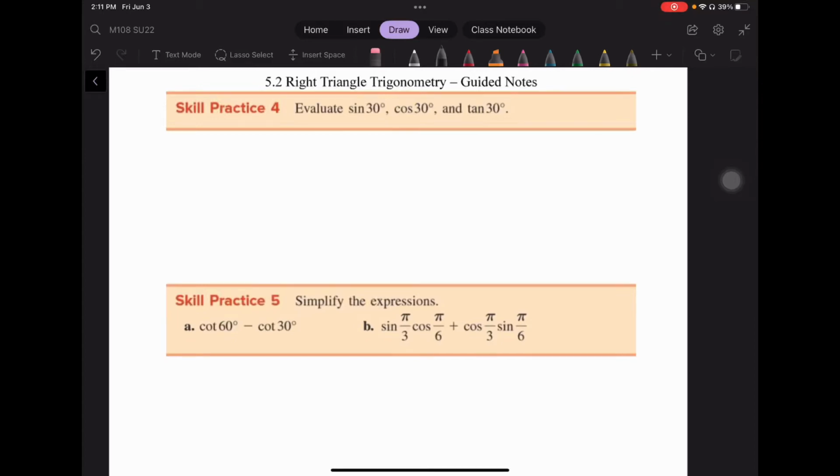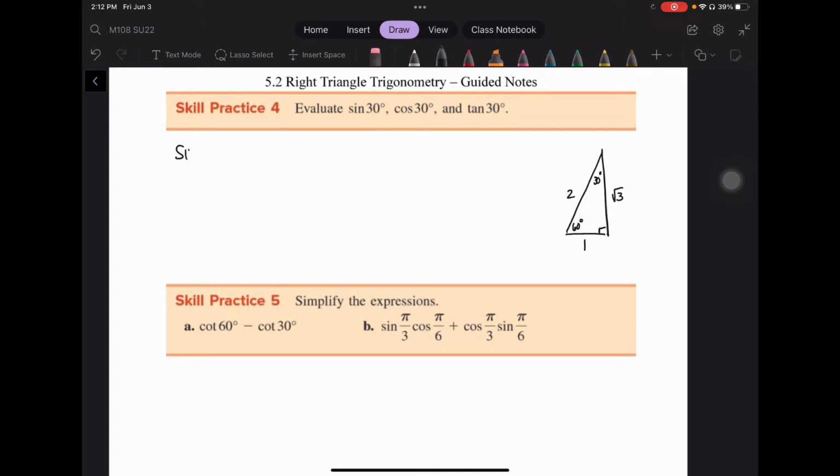In skill practice 4, we're going to work with the 30, 60, 90 triangle. I'm going to draw and label that. In a 45, 45, 90 triangle, you're dealing with the root of 2, but in a 30, 60, 90, you're dealing with the root of 3. So please make sure you keep those separate.